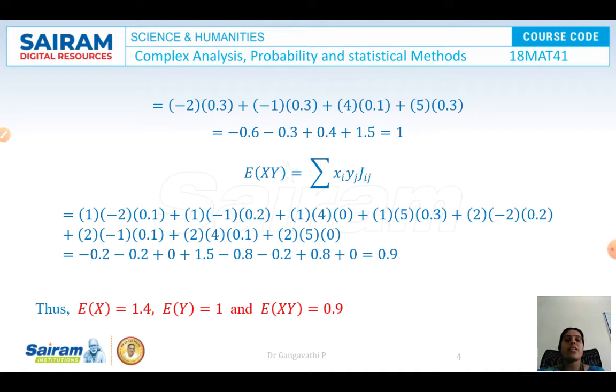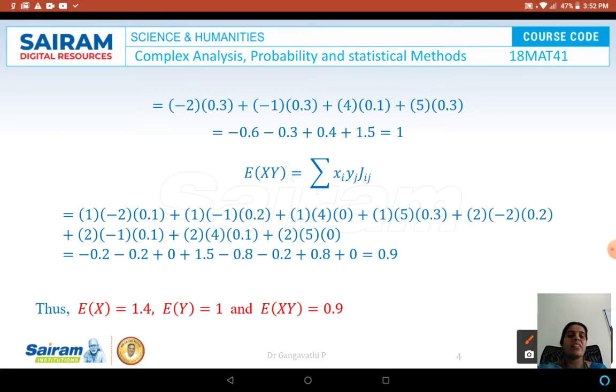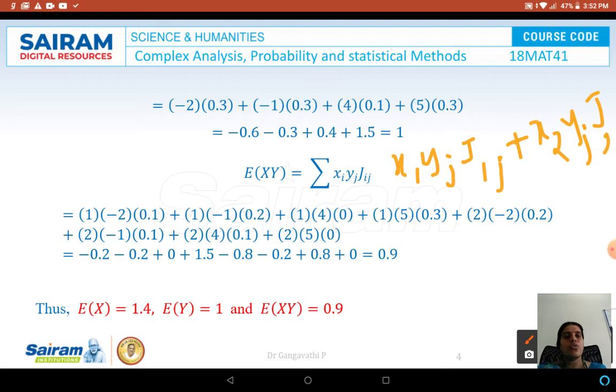Now we have to find the expectation of xy. The expectation of xy, by the definition, is the sum of xi yj fij for the different values of i and j. We all know that i takes the values 1 and 2, and j takes the values 1 to 4. Now when I expand this, as we discussed in the earlier problem, when i is equal to 1, I will have x1 yj f1j. I just substituted the value for i as 1. And when i is equal to 2, I get x2 yj f2j.